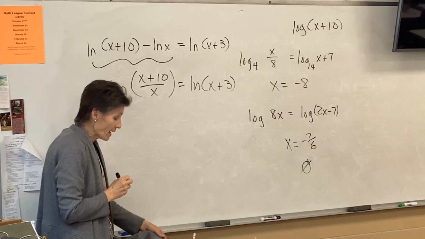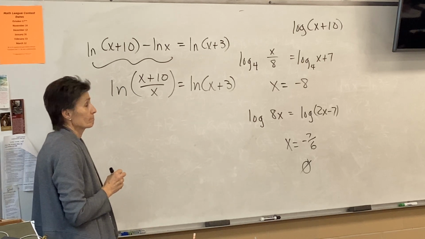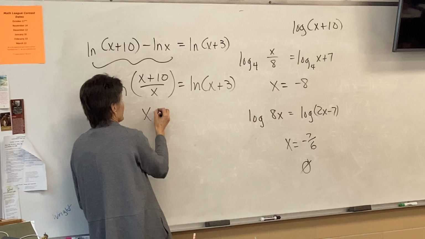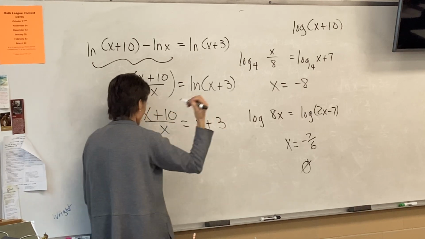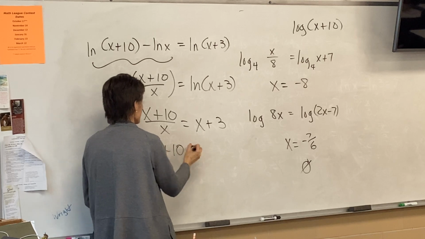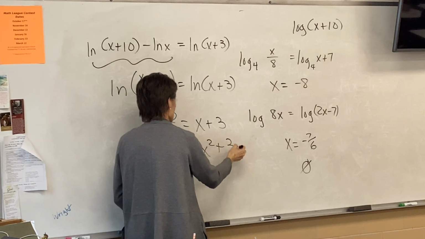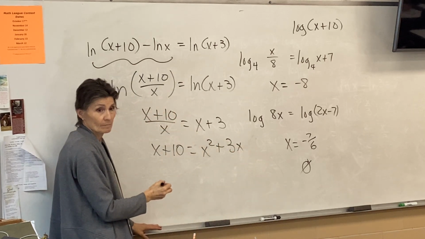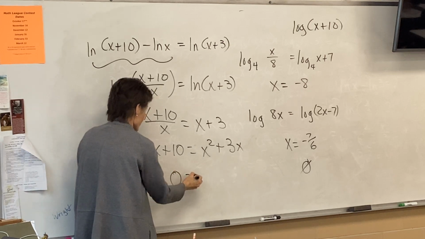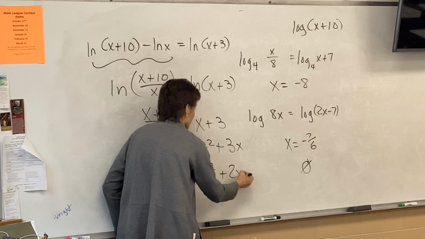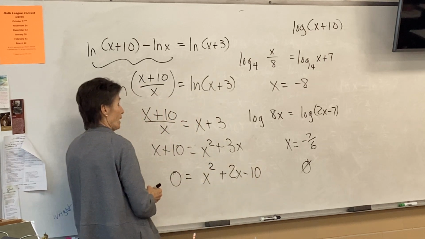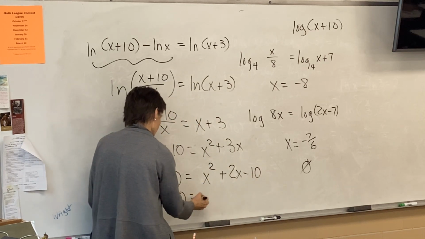What can we do now? Well, we're going to get rid of the ln's. We don't need those anymore. Multiply the x, right, Bryce? Now that's going to give me a little quadratic. So I'm going to want to get it equal to 0. With any luck, that will factor.